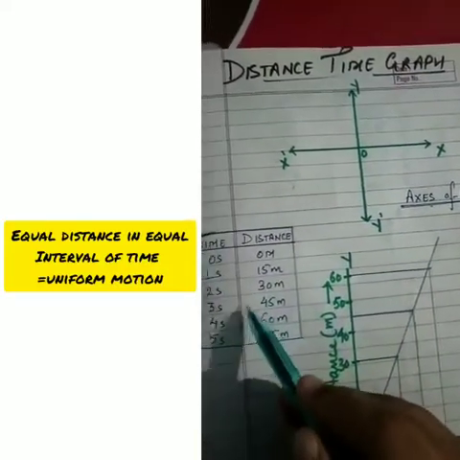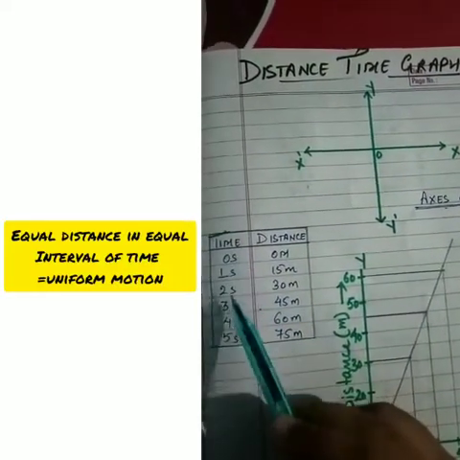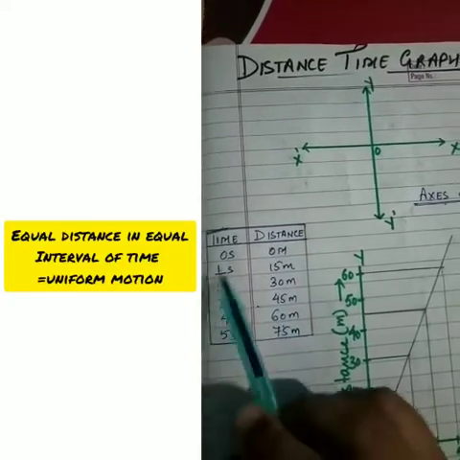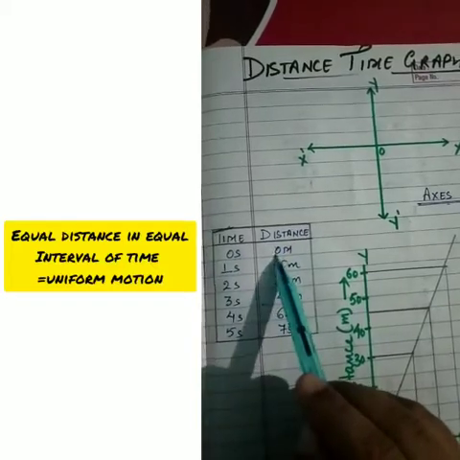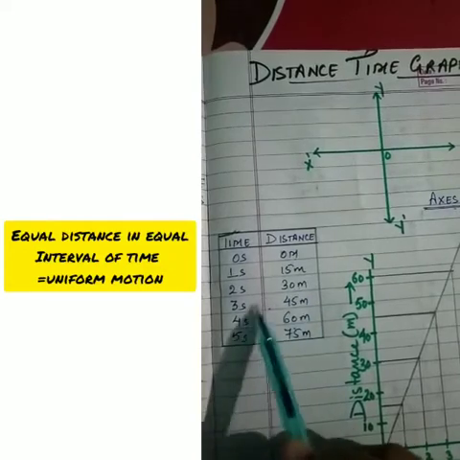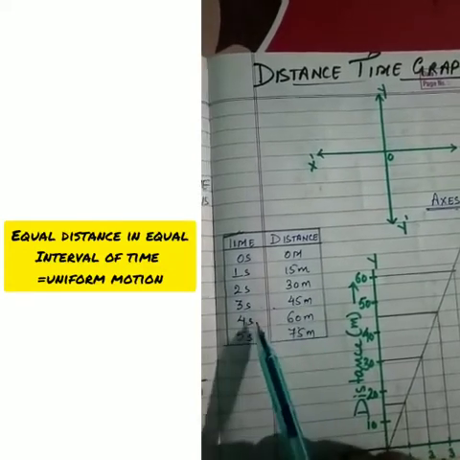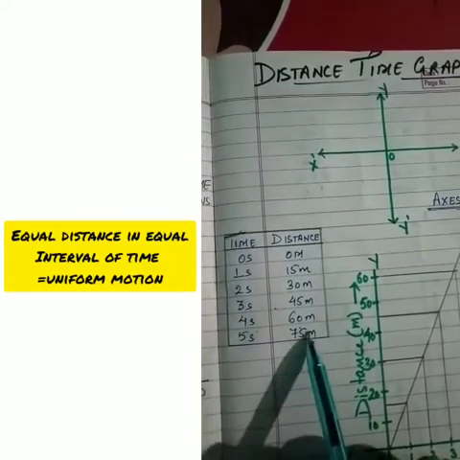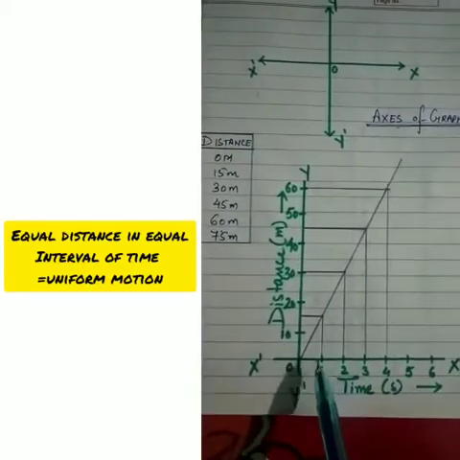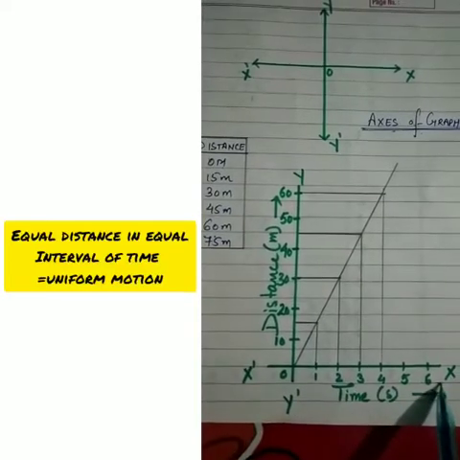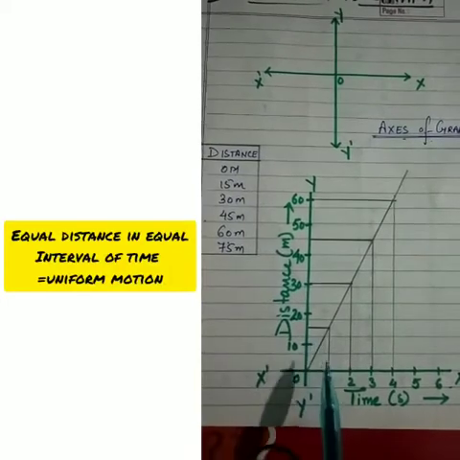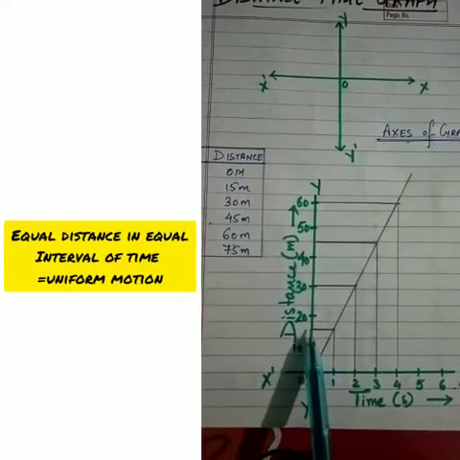Now I have some data here. In one column I have written the time and in the other the distance. Here time is 0 seconds, distance also 0 meters. 1 second, 15 meters; 2 seconds, 30 meters; 3 seconds, 45 meters; 4 seconds, 60 meters; and 5 seconds, 75 meters. Now I have made a graph corresponding to this data. Here I have taken the time in seconds and here the distance in meters. In 1 second, the distance traveled is 15.